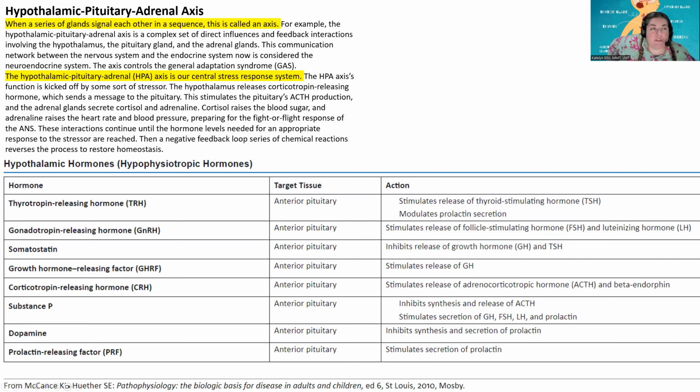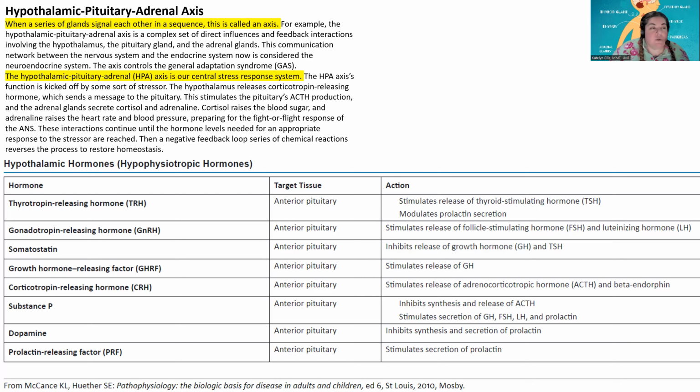The hypothalamic pituitary adrenal axis is something that you should be moderately aware of. When a series of glands signal each other in a sequence, it is called an axis. That is a word that you need to know for your MBLEX. An axis is when a series of glands signal each other, all right, in a sequence. They're doing it in order.